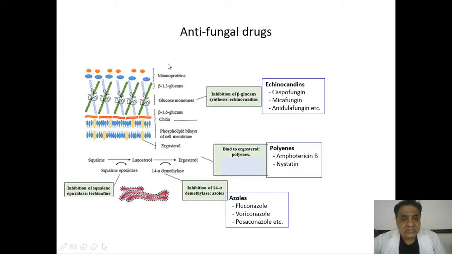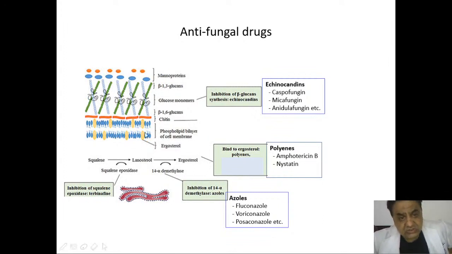So beta-glucans in the cell wall are inhibited by the echinocandins, that is caspofungin, micafungin, and anidulafungin. Most of the other group of drugs inhibit at the cell membrane level. After the chitin layer, you have the phospholipid bilayer, which contains ergosterol. Polyenes like amphotericin B and nystatin directly bind to ergosterol, damaging it, causing pores in the membrane and leaking out of the cell, and cell death of the fungus.